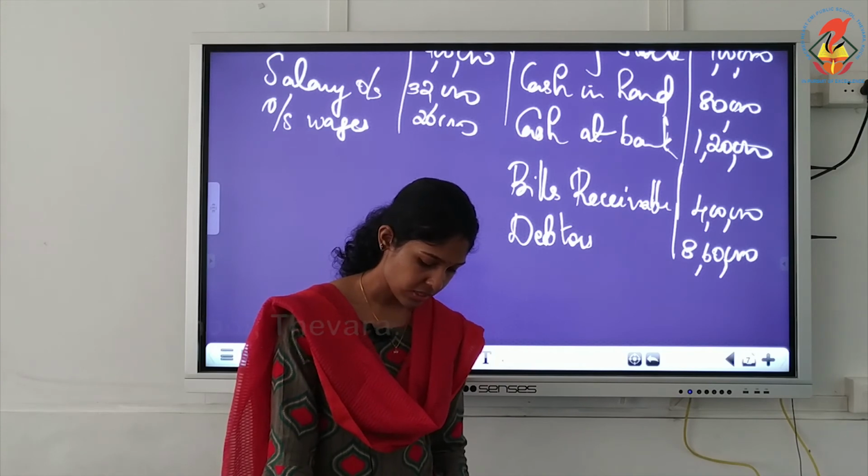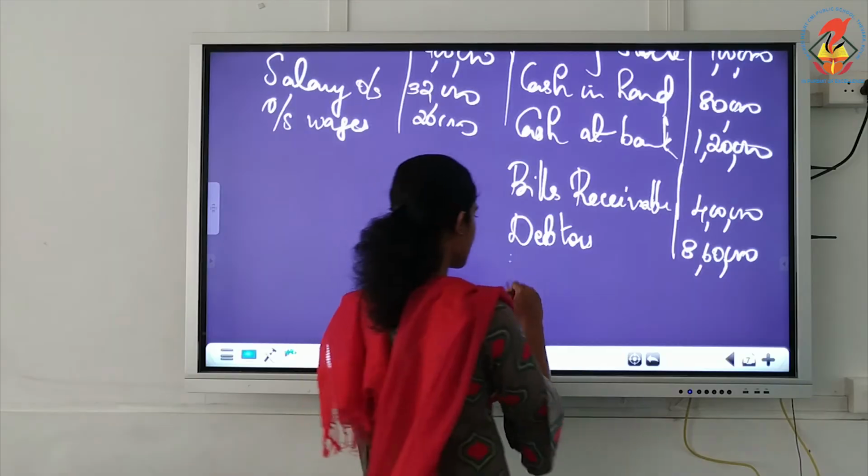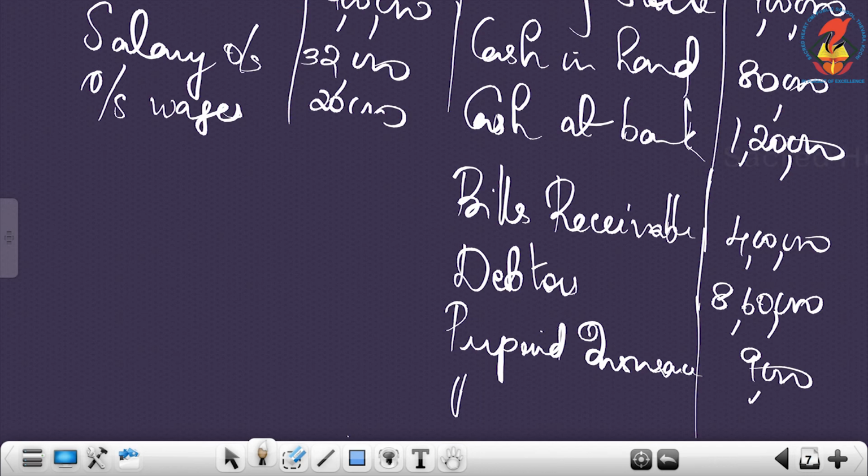Go through adjustments now. Closing stock we recorded, outstanding salary. Prepaid insurance, yes, that's an asset. Prepaid insurance, the amount is 9,000. Then we have accrued commission receivable, it's an asset, so that also will show here.